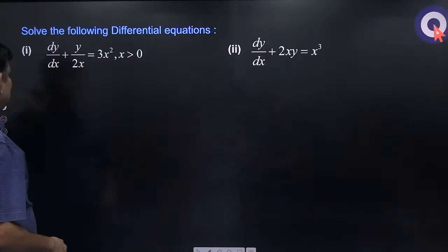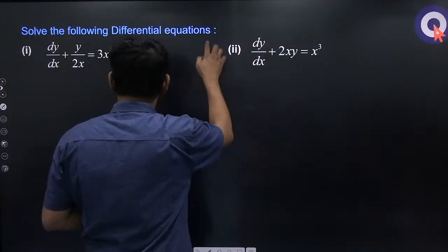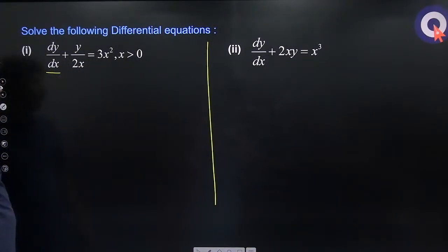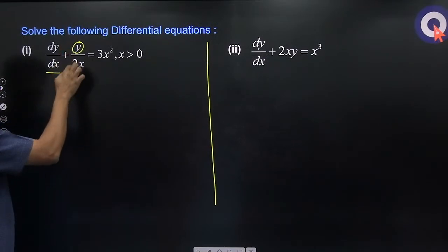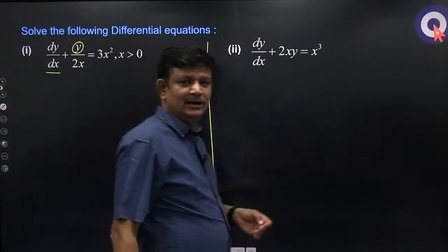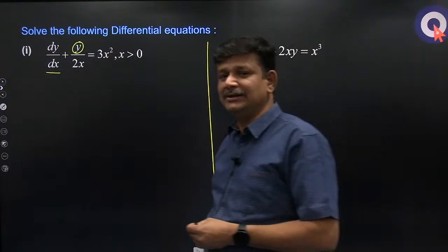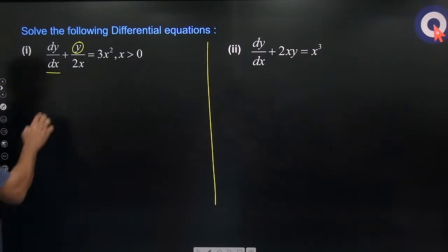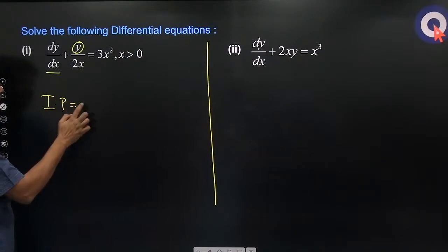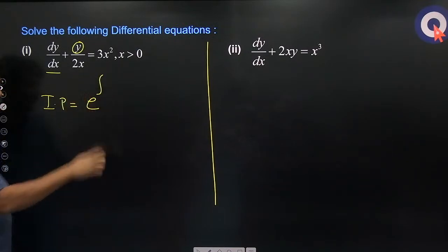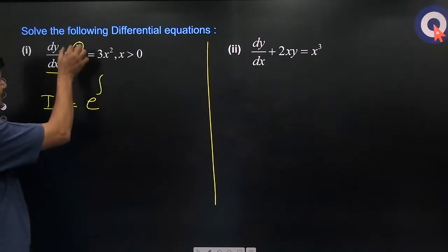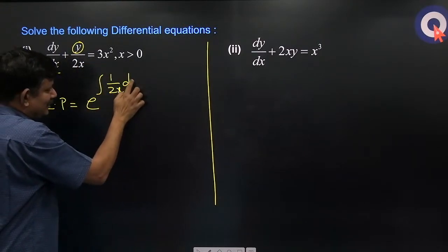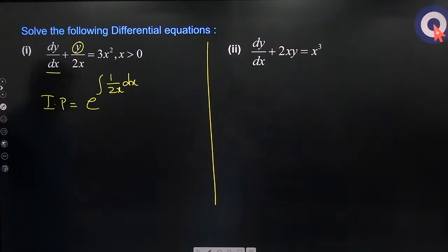Okay, let us see with some examples. Is this a linear equation? dy by dx is there, y is there, along with it a function of x, and on the right hand side a function of x. So happily it is a linear differential equation. What will be your integrating factor? e power integral p. P is how much? P is the coefficient of y here, 1 by 2x dx. That will be your p.